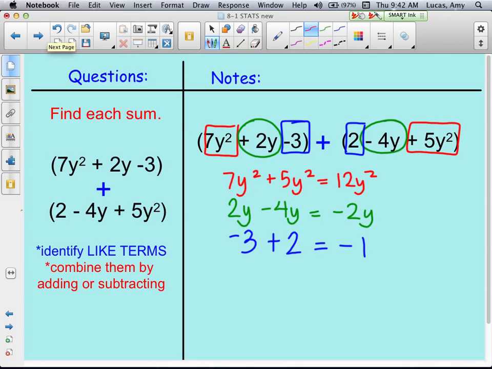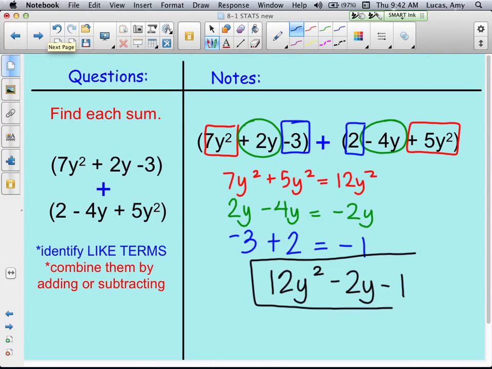Now, to write my final answer, I'm just going to take these terms in order from the highest degree, so 12y squared minus 2y minus 1. That would be my simplified answer. Your answers when you're adding and subtracting polynomials, they're typically not really nice numbers. Usually you still have quite a few terms. So I added together two trinomials and I still ended up with a trinomial. You don't always end up with the same size as each of the terms that you're adding, but sometimes you do.